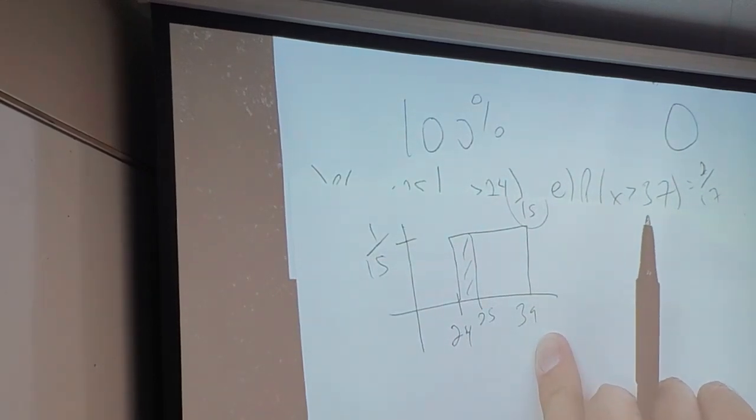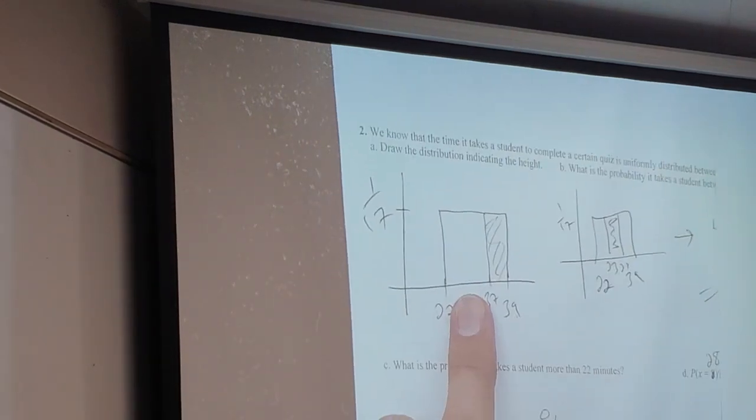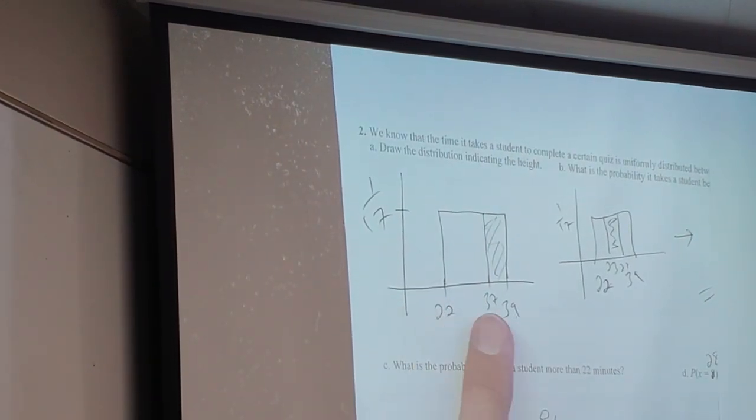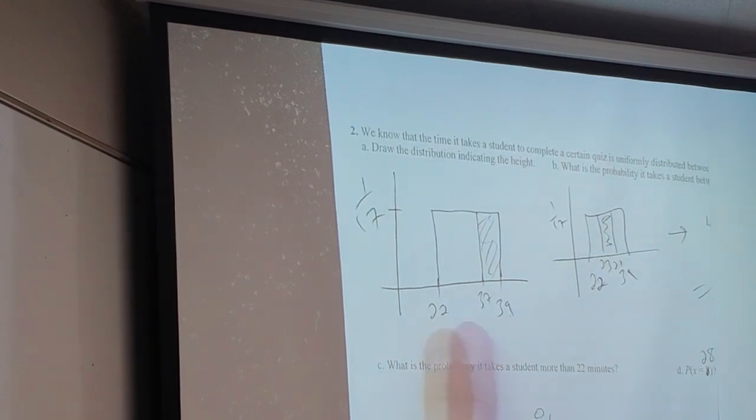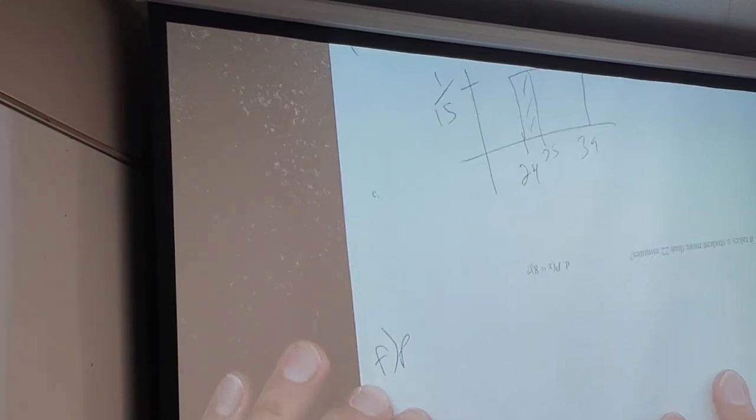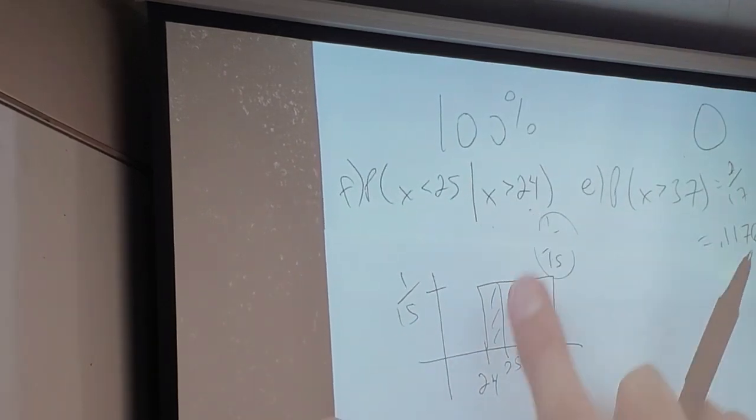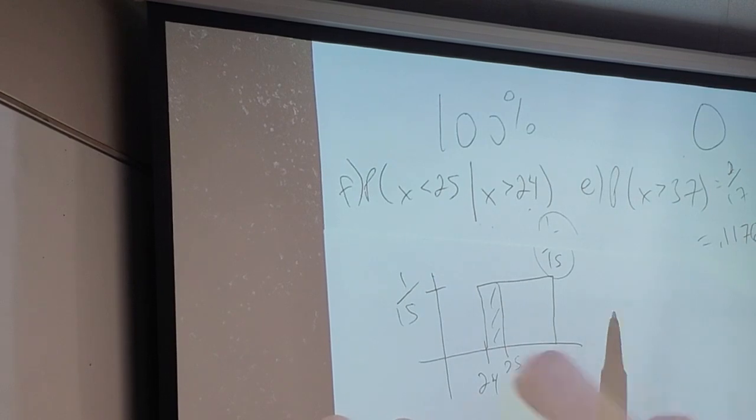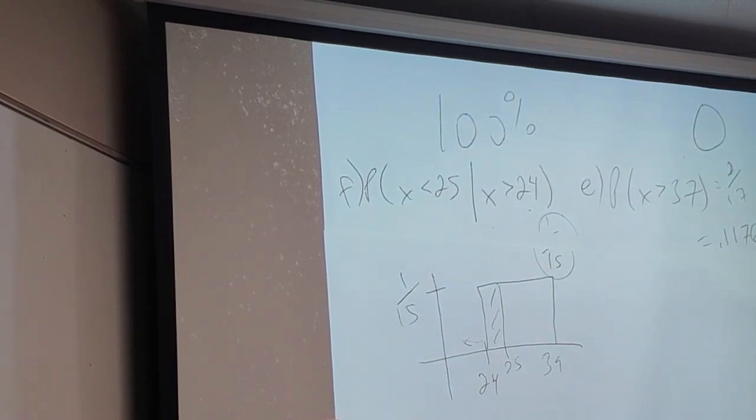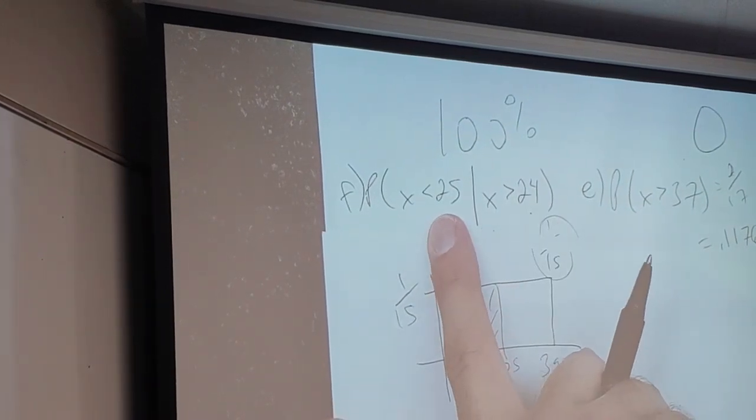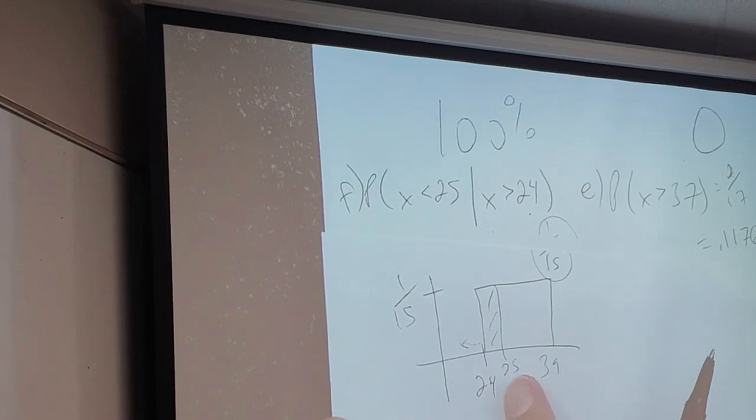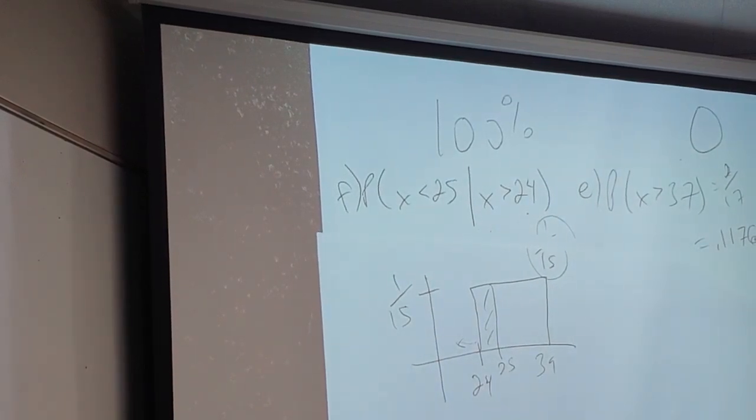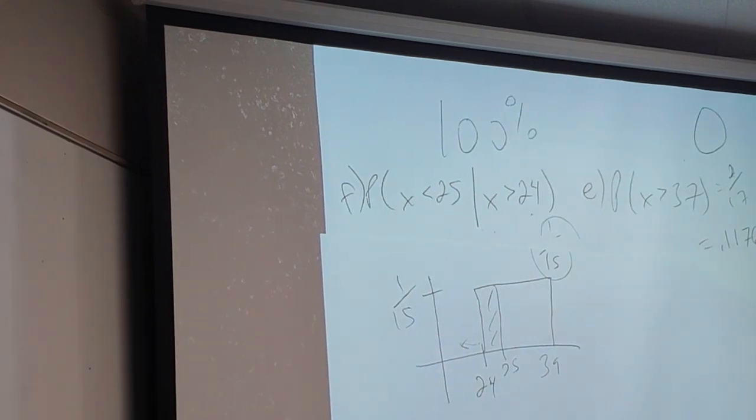Okay, remember. So this one, what was I given? That it goes from 22 to 39. So it's above 22 and below 39, correct? Now somebody's saying, okay, I'm going to give you now that it's more than 24. Oh, okay, so now I start at 24. I'm going to throw out everything below 24. That can't happen because I know something above 24 happened. Given that it was more than 24, what's the probability it was less than 25? Now I can do that. So when I have a uniform distribution and I have a given, I just redraw the picture. And then it just becomes a normal problem. Find the area of the right slice.